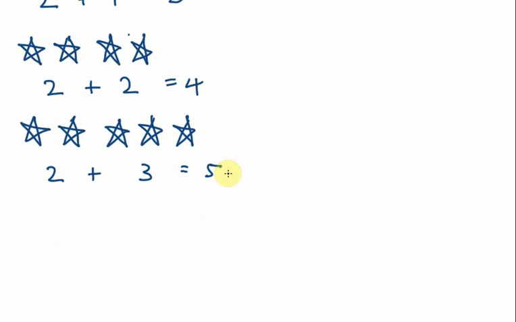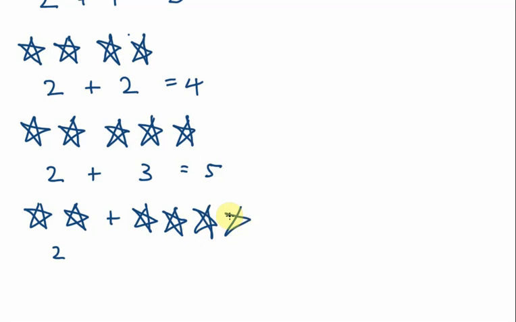Let's keep going. What do we get if we take 2 stars and add them to another 4 stars? 1, 2, 3, 4 stars. So we have 2 plus 4. How many stars do we have now? 1, 2, 3, 4, 5, 6. So 2 plus 4 equals 6.